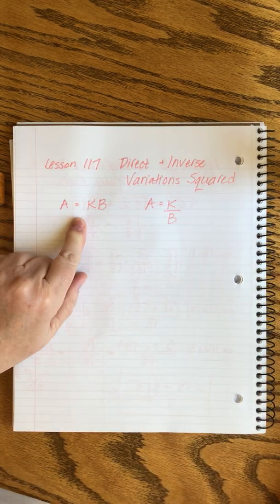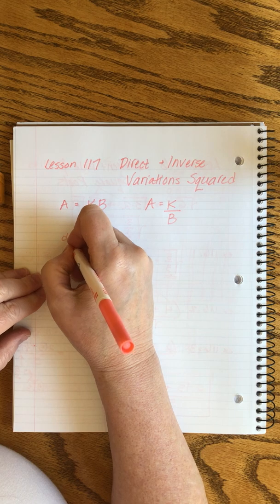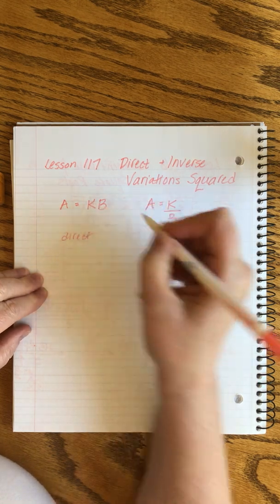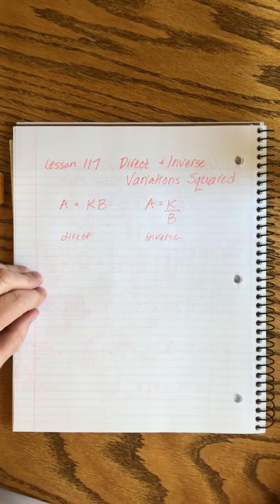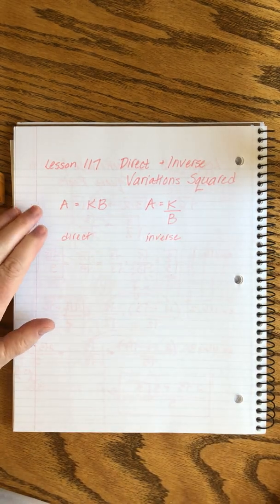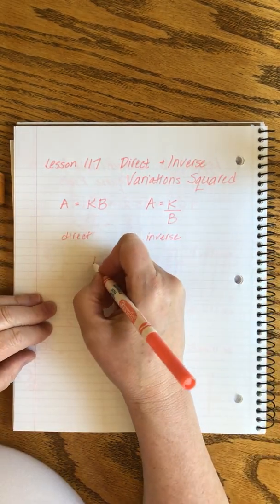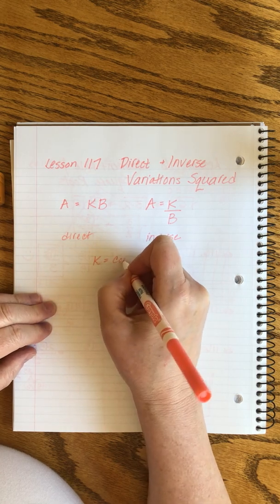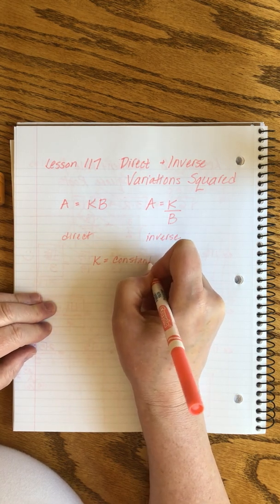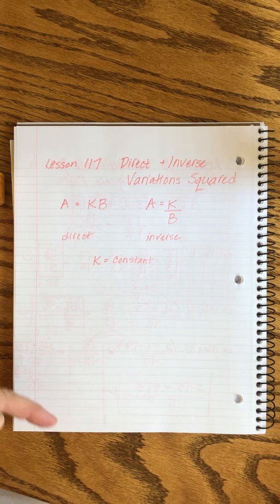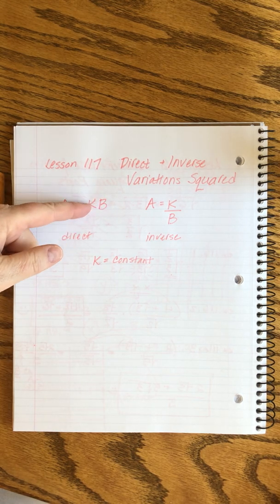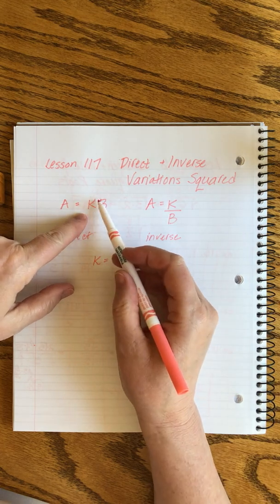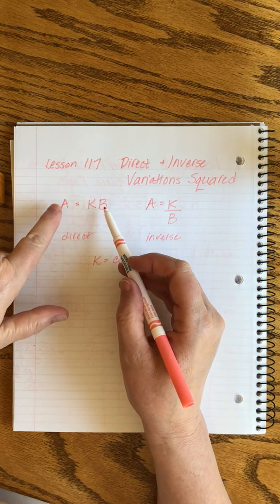Remember that this is the direct variation formula, and this is the inverse variation formula, where K is a constant. And we do these problems in two steps. First, we fill in an A and a B, and we use that to solve for K. And then we take that value for K, and we get a new either A or B.